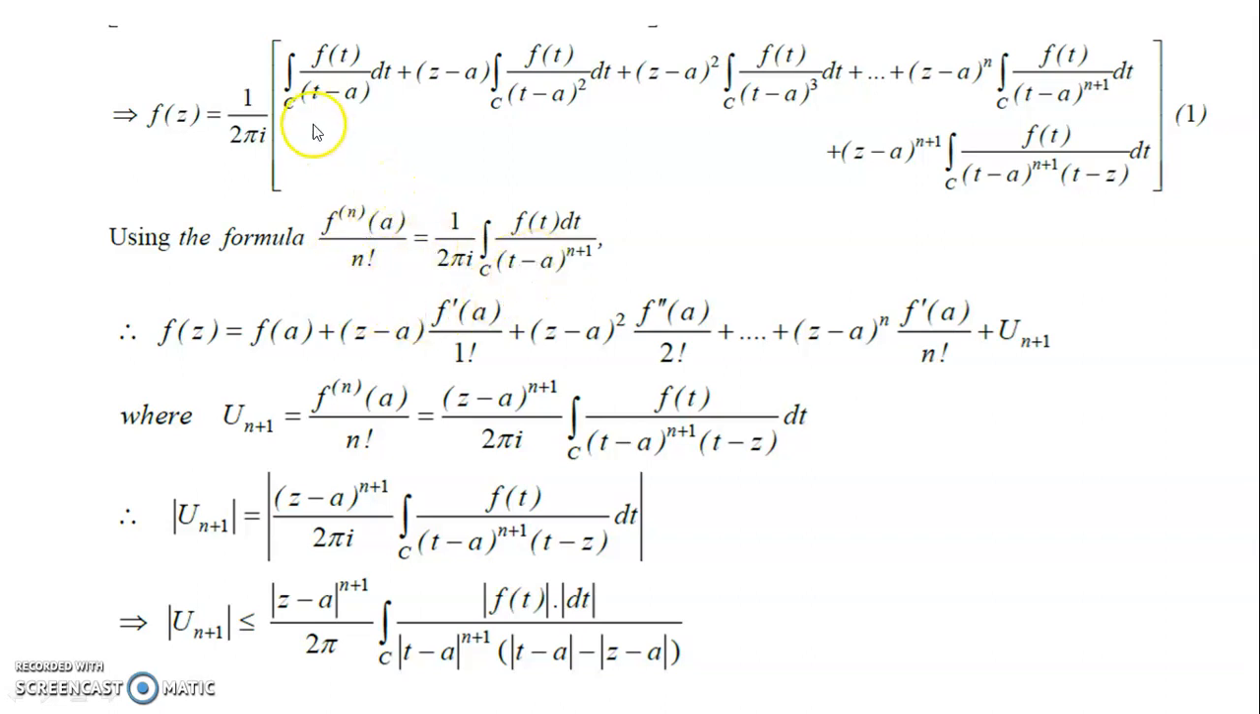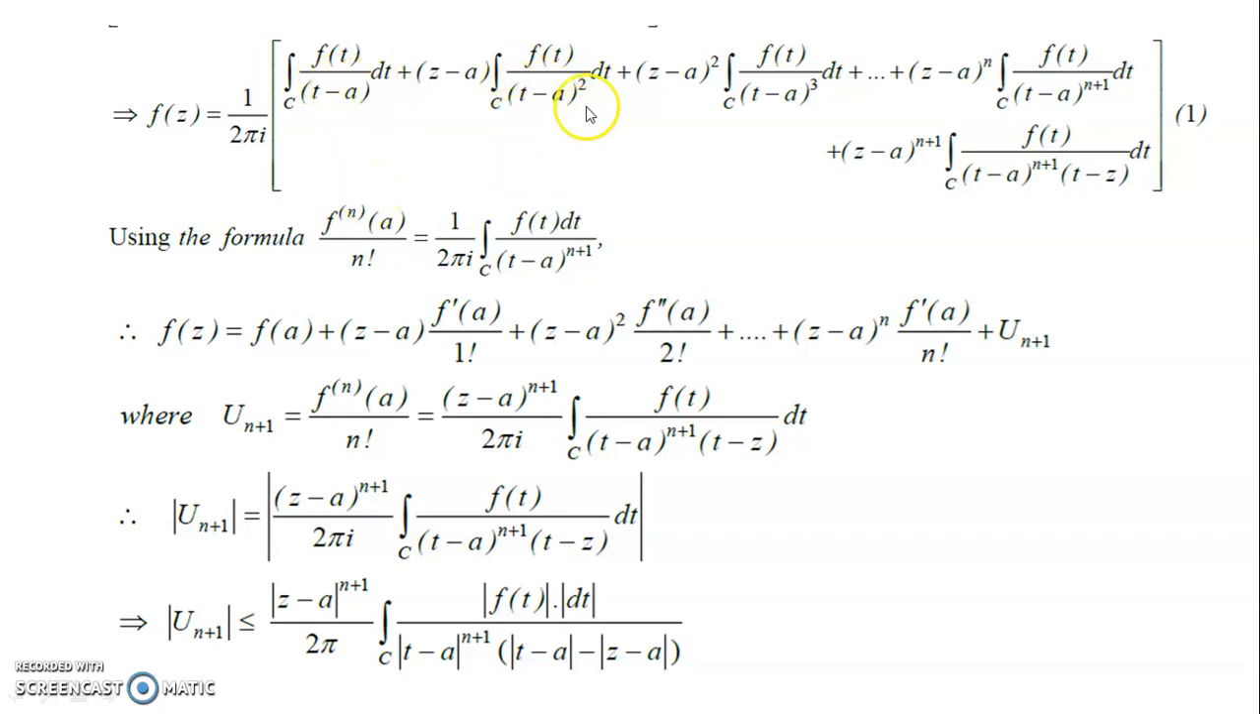So we can write for the first integration: 1 over 2 pi i integration of f of t divided by (t − a) is as good as f of a itself, because n is 0 here, so obviously we get this form. So f of a, because 0 factorial is 1 itself, and this is what we have here.